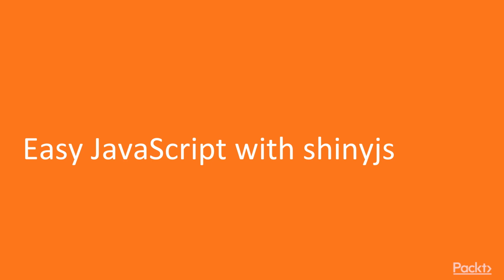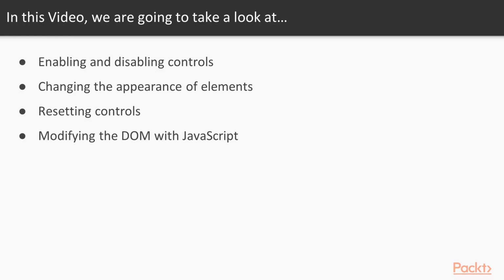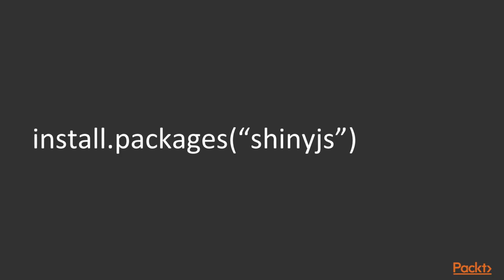In this video, we'll be looking at using easy JavaScript functions using the shinyjs package. We'll be looking at how to enable and disable controls, how to change the appearance of elements, how to reset controls, and how to modify the DOM, i.e. the document object model, with JavaScript. First, we need to install the shinyjs package. Once we've done that, let's look first at the application in action.